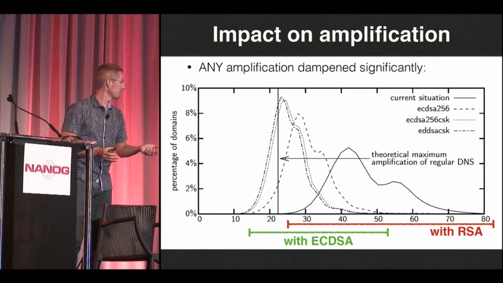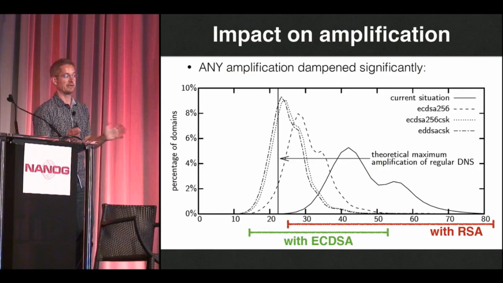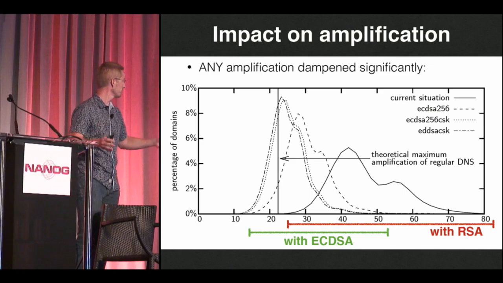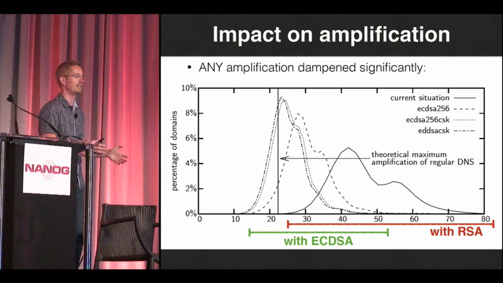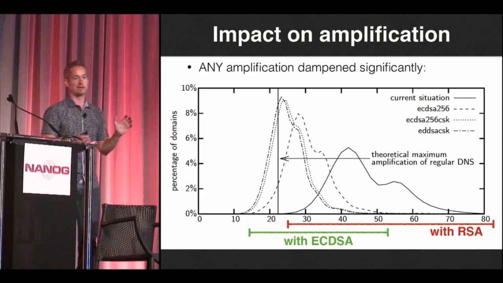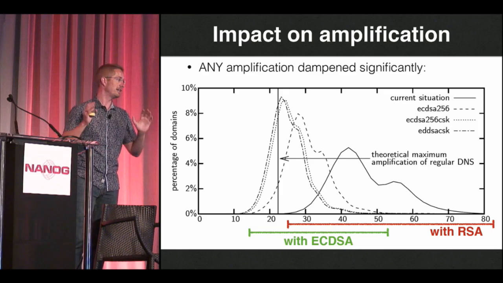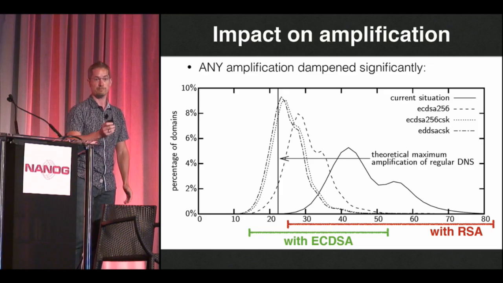So the impact on amplification is, of course, that amplification will be way less. The red bar at the bottom shows you the span of amplification that we saw with the original measurement that we did, and if we switch to ECDSA, obviously amplification becomes less, and as I said, we could argue that ANY should be banned anyway.